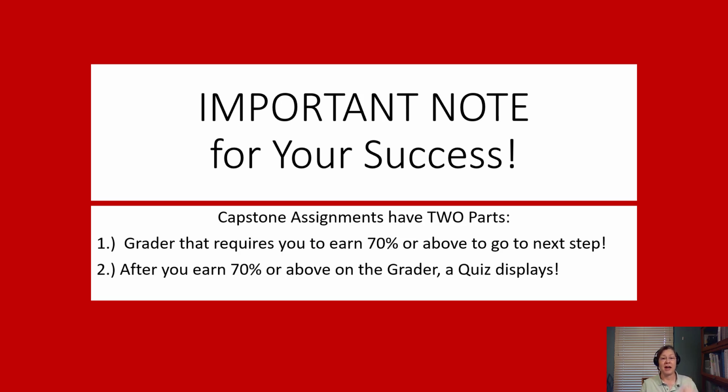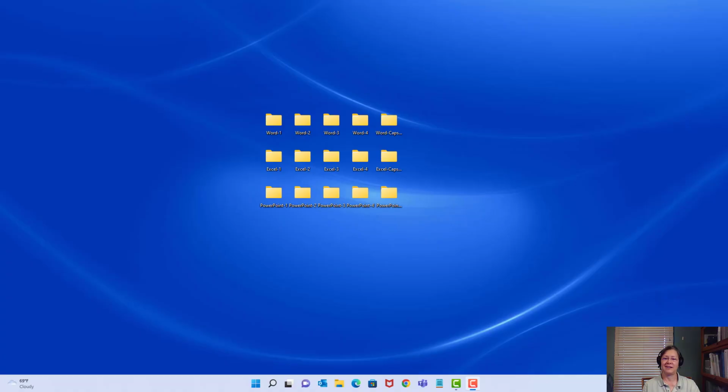You have to remember that after you submit the capstone grader, you're not done. Go back in there and make sure that you take that quiz. That's the easiest thing to forget. So you have to make a 70% or above on the grader portion, which is part 1, and part 2 is the capstone quiz. So don't forget to complete that important second part. Now with that, let's jump in and get started on our PowerPoint capstone.